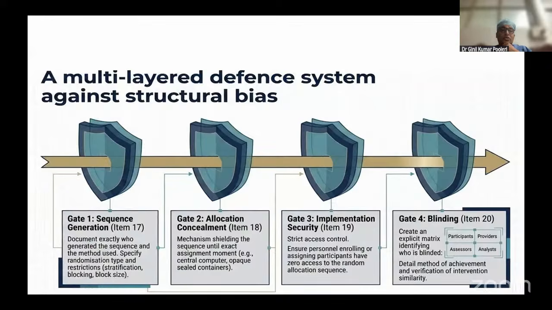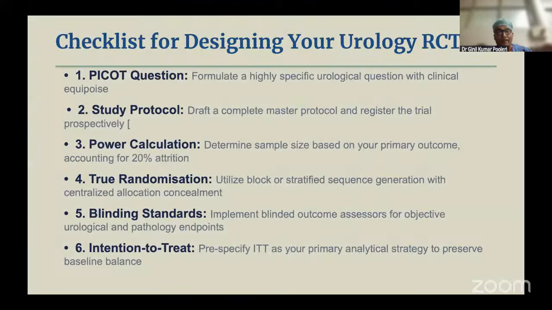And the most important thing is there should be a defense system avoiding any structural bias, like the allocation has to be concealed, there should be security that this concealment is not opened up, and there should be blinding. All this gives security for avoiding bias.